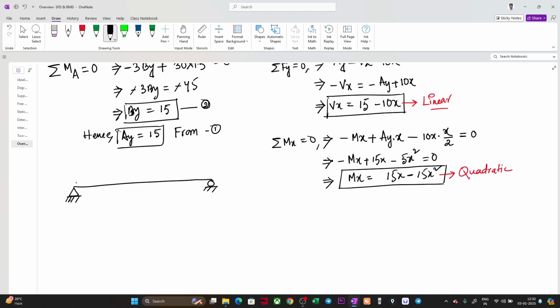Okay, we had a load of 10 kilonewton per meter. This is A, this is B. Now if I just do it here, so this is 0, this is 3 meter span, right? Total is 3 meter span.